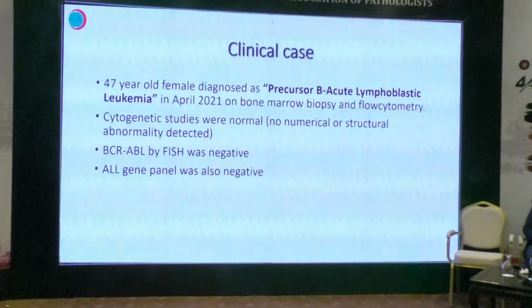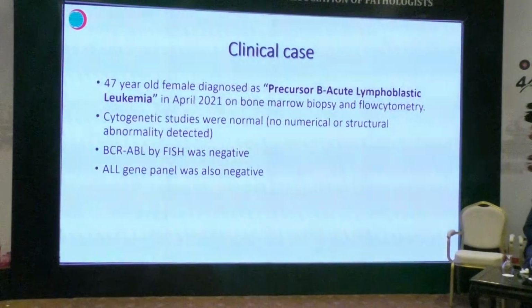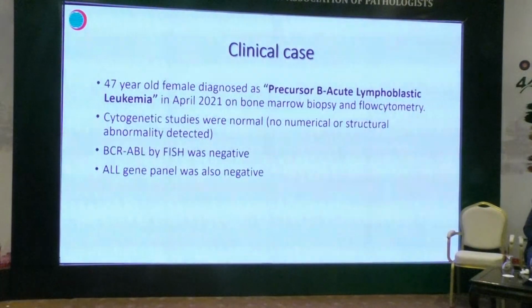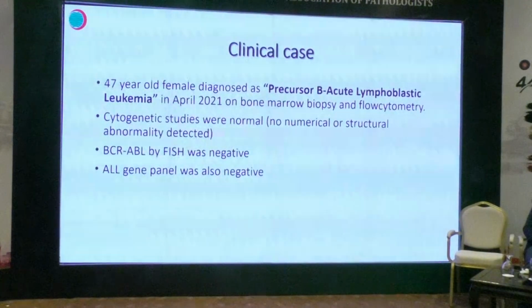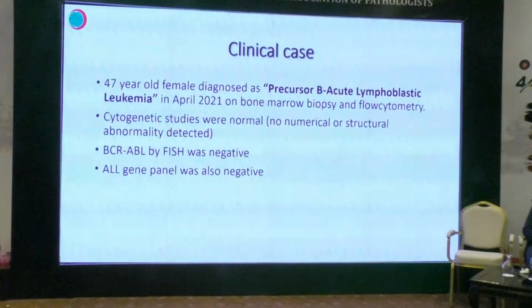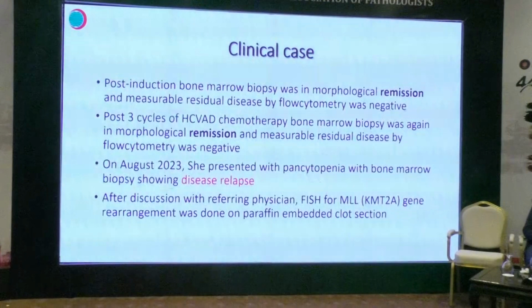Before I come to the topic, I want to share one case with you. I had a patient, a 47-year-old female, who was diagnosed with precursor B acute lymphoblastic leukemia in April 2021. Her cytogenetics were normal, BCR-ABL FISH was normal, and the ALL gene panel was normal. Everything went well. After post-induction chemotherapy she was in remission, and after 3 cycles of hyper-CVAD she was still in remission, so everything was fine.